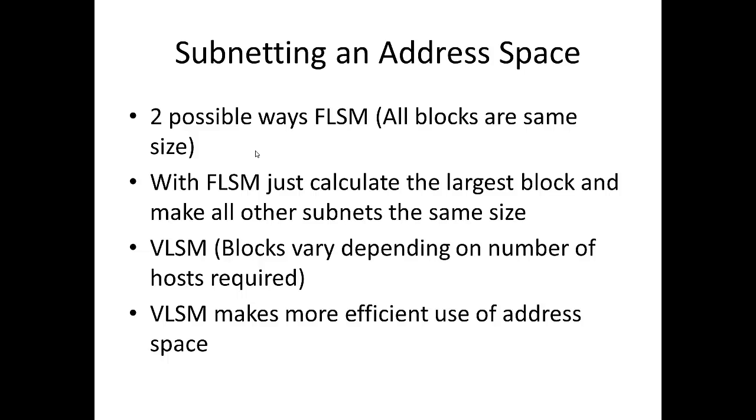Subnetting and address space. There are two ways of subnetting. The first one is fixed length subnet masking, where basically you're chopping the address space up into blocks that are all the same size. So basically what you do is calculate the largest block first and then make the others all the same size. The second method is VLSM, or variable length subnet masks, which is more efficient because it uses address blocks that are smaller depending on the size of the network. So it makes more efficient use of address space.